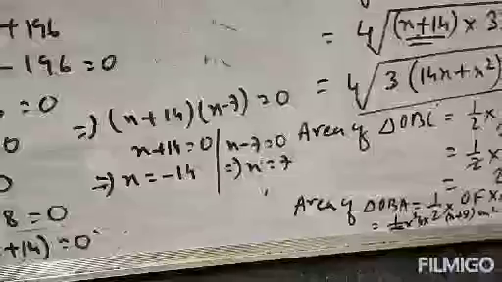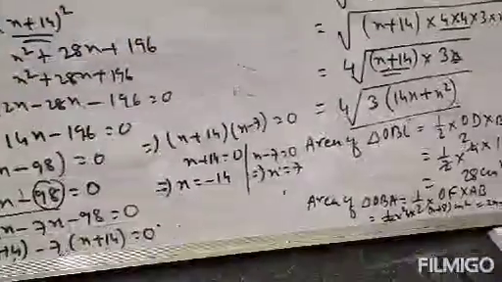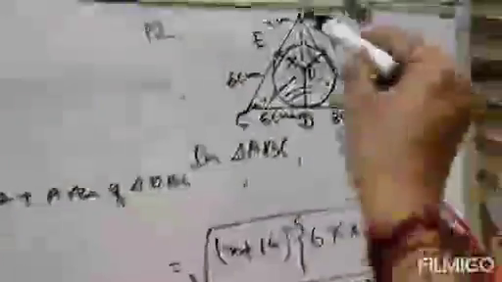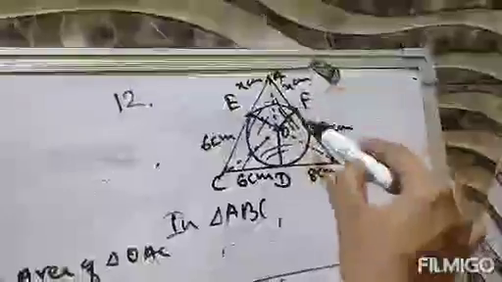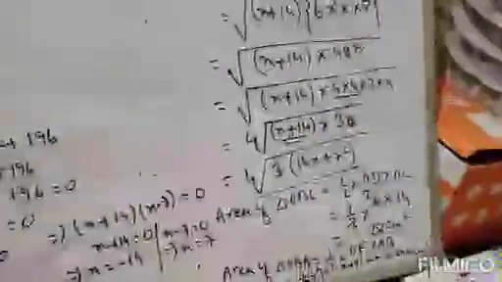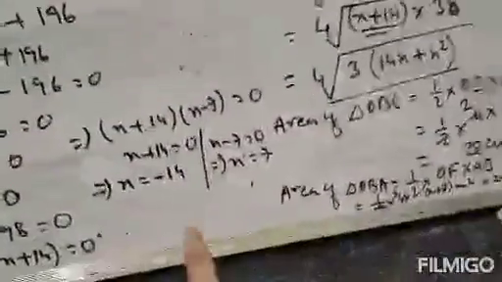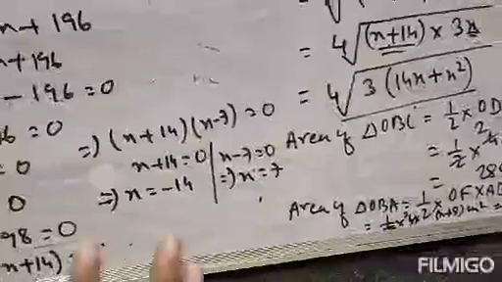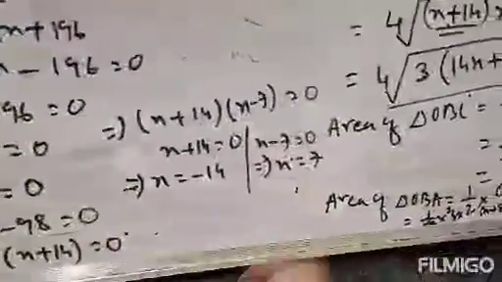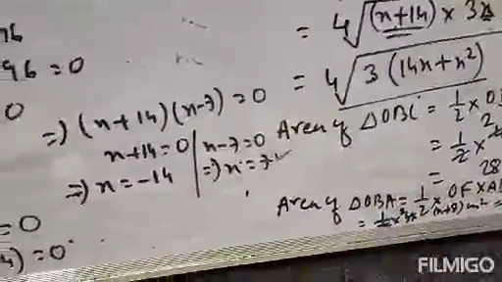Now x equal to minus 14 is not possible, because x means the side. Here see, we have assumed that x means side. So if the side is negative, it's not possible. That means x equal to minus 14 is not possible, because it is a negative value. So we have to take x equal to 7.